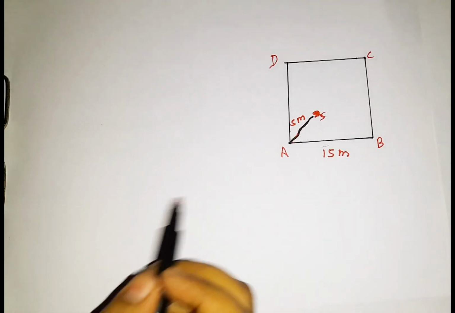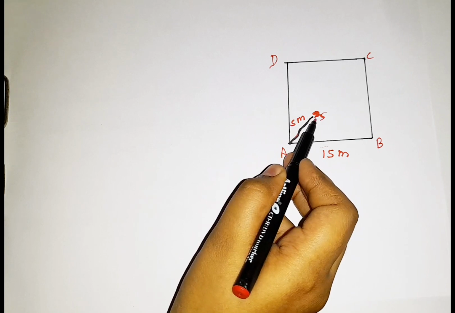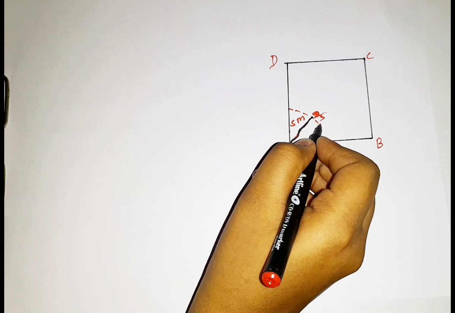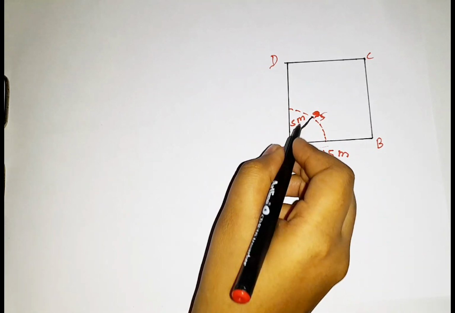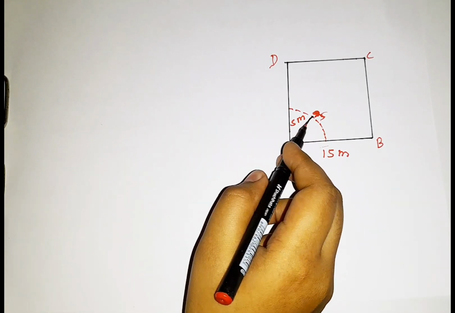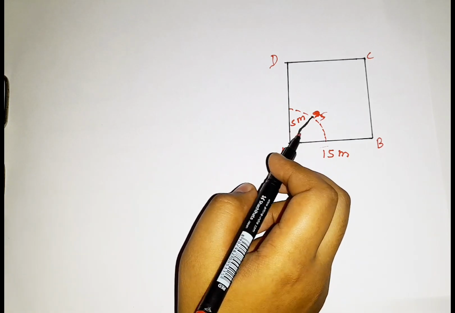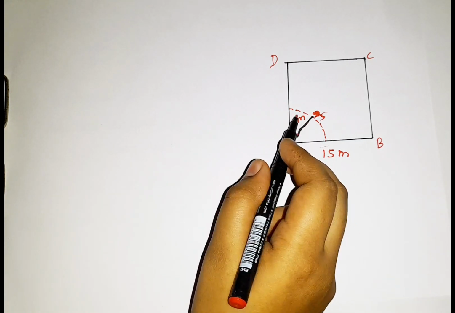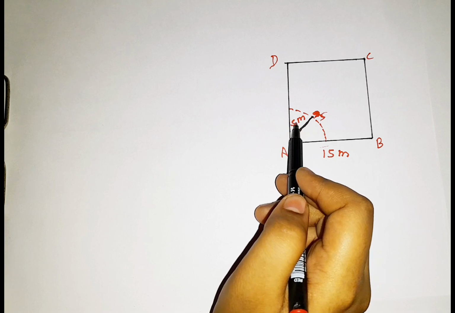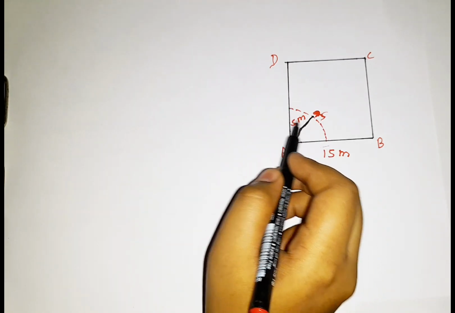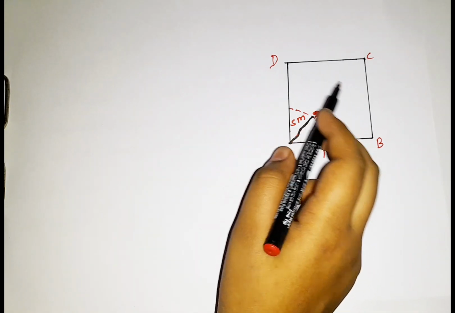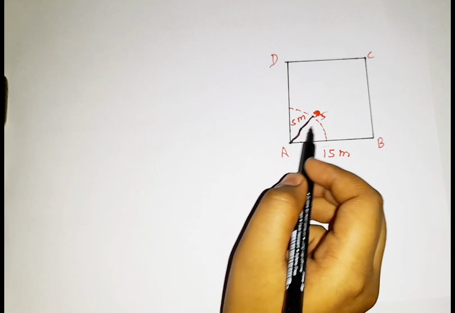Since the horse is tied till here, the horse can graze only this portion, this complete portion. Why? Since the rope can reach only till here, the horse can graze till here only. It can't go to this part, because the rope is small, only 5 meter. So I am sure that it can graze only this portion.